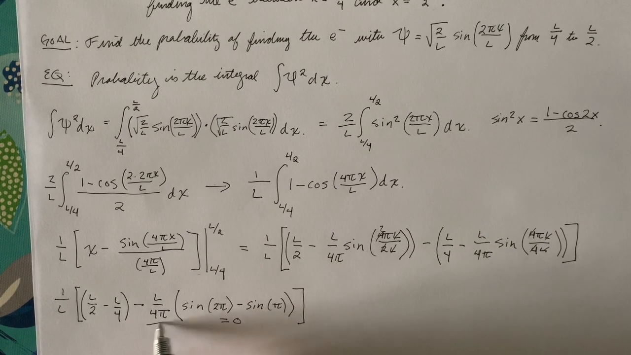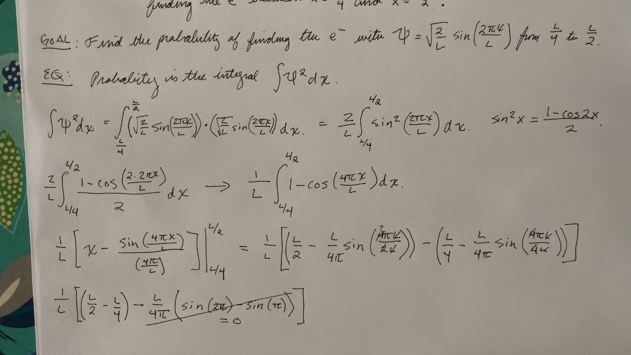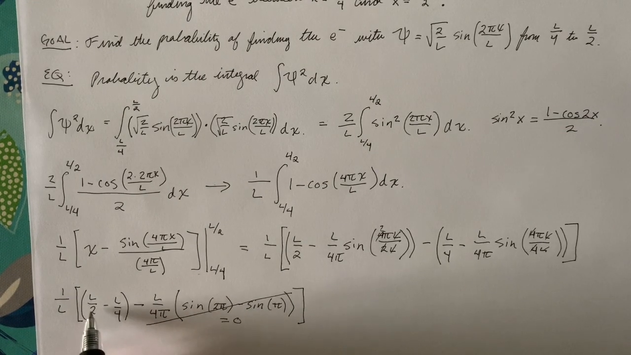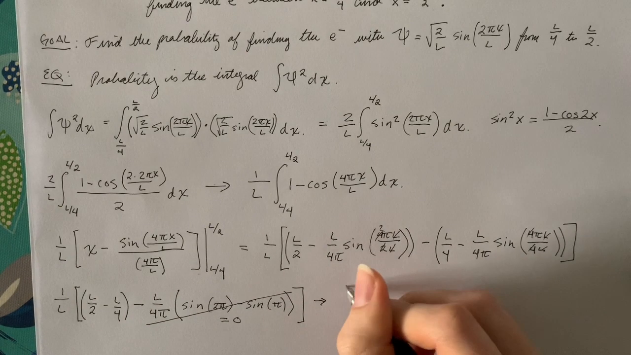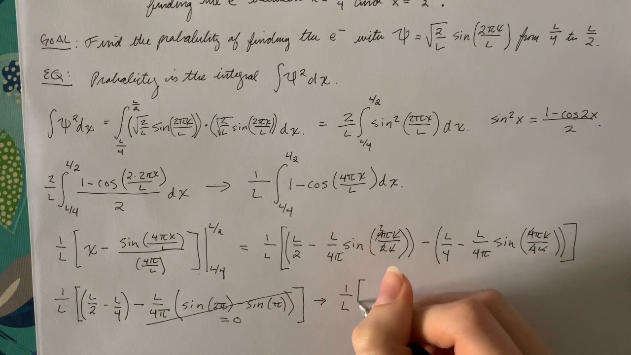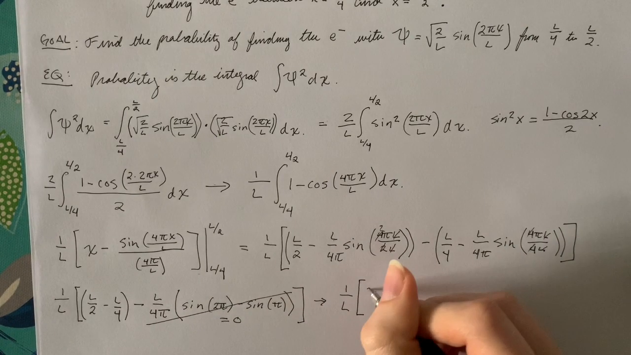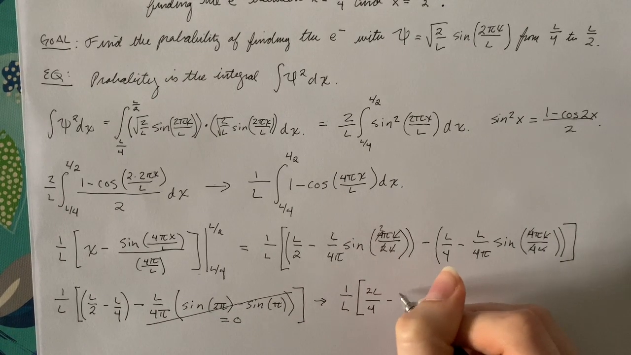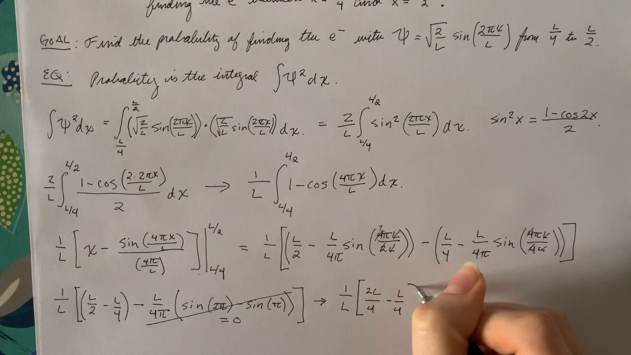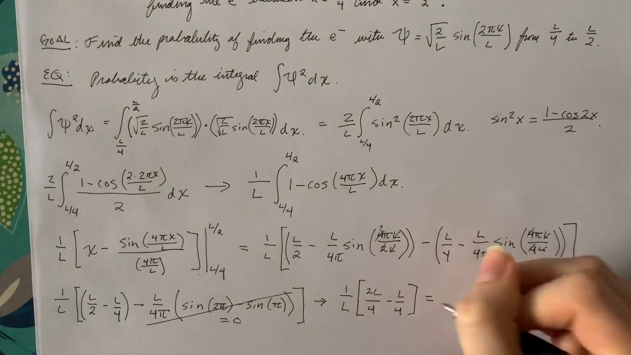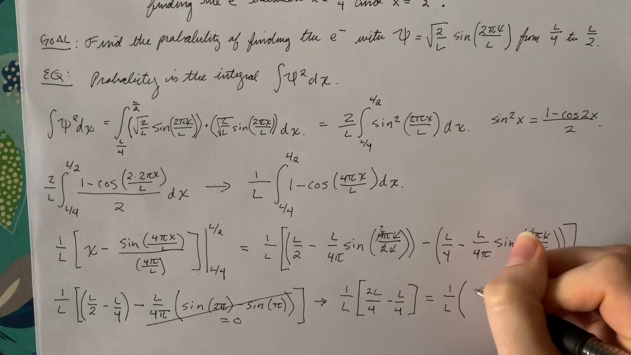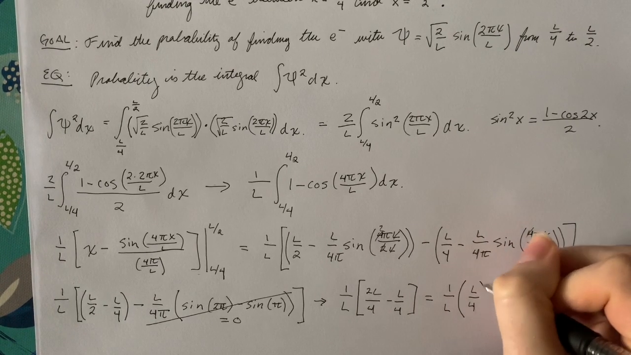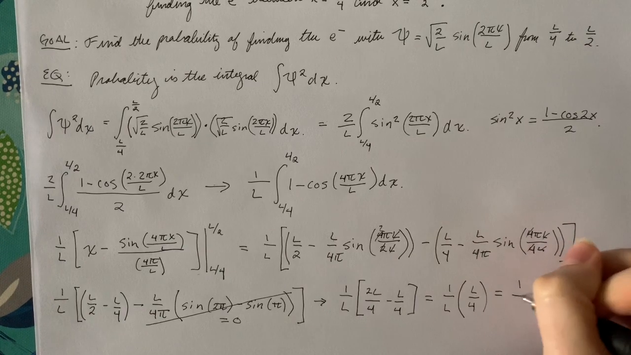Which means this entire quantity cancels out, and multiplying this entire quantity by 2, so the denominators stay the same, we get 1 over L times 2L over 4 minus L over 4, which equals 1 over L times L over 4, and we get a beautiful 1/4.